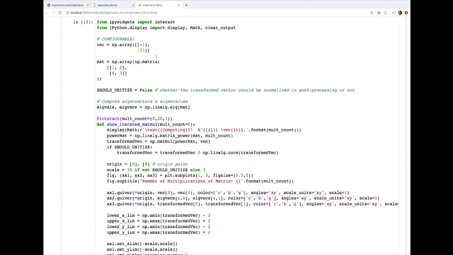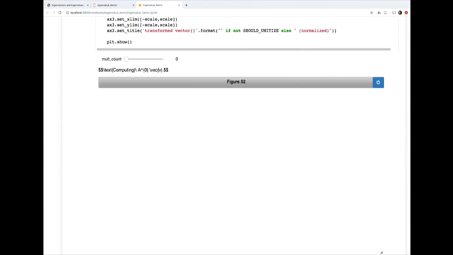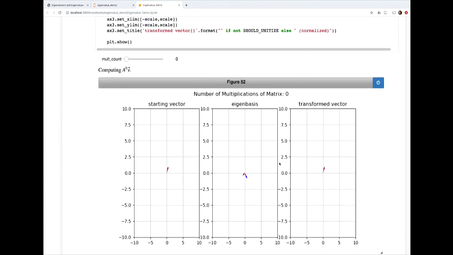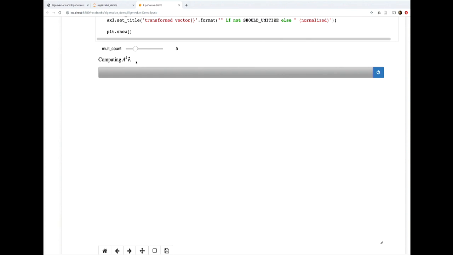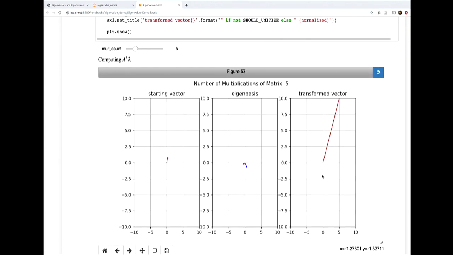On the other hand, what was the other eigenvector that we found for this? We found 1 half comma 1. So let me set this to be 1 half comma 1 and run this again. When I haven't multiplied this at all, the transformed vector is exactly the same. What happens when I multiply it once? It's grown by 5. What happens if I multiply it twice? It's now getting so big, it's going off. Basically, I can't even see it on the scale. It started out tiny, and it keeps getting bigger and bigger. But is the direction changing? No, right? Regardless of how many times we multiply it, because it is an eigenvector, the direction is not changing.